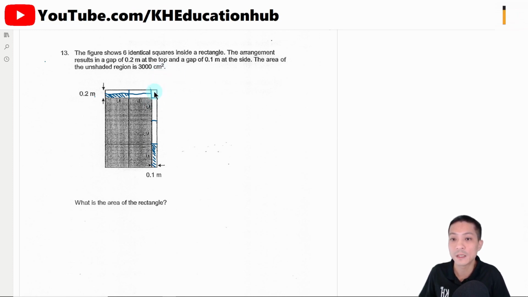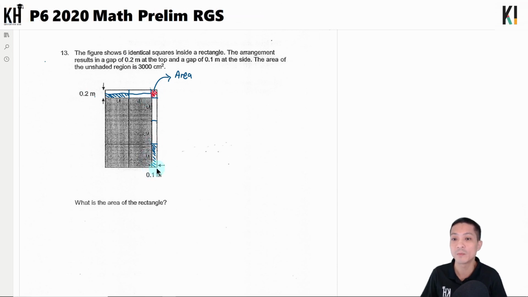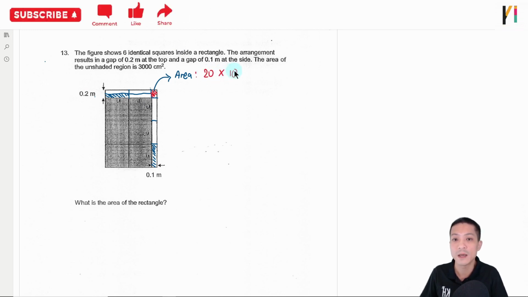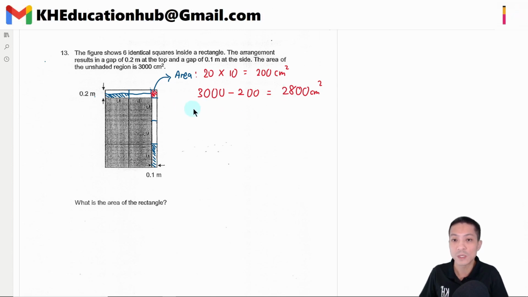The first thing I want to find is the area of this small rectangle over here. So this will be 0.2 meter by 0.1 meter. 0.2 meter is 20 centimeter times 10 centimeter. This will give me 200 square centimeter. Next step, I'm going to use 3000 and remove this 200, which will give me 2800.